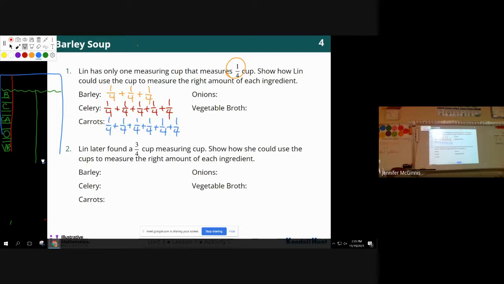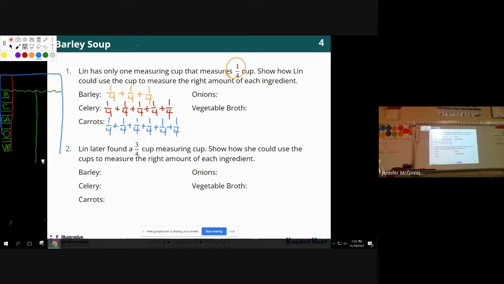Why? Do you agree with him? Why? If you have 4, you only have 1/4 of the cup right here. That's 1/4. And then you add 4 times, and then it equals a whole. Because 4/4 equals a whole, right?